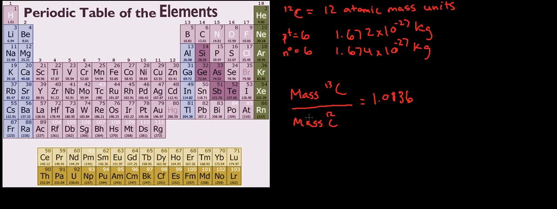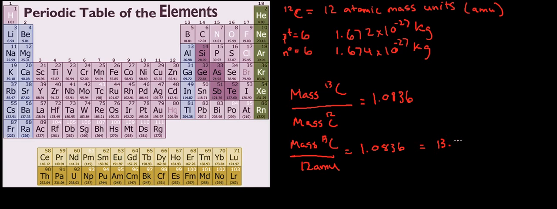So now to find carbon-13 in atomic mass units, I replace mass of carbon-12 with just 12 atomic mass units. Oh, I forgot to mention that atomic mass units is abbreviated by AMU. And now this is a very simple algebra problem. Multiply both sides by 12 atomic mass units, and I find the mass of carbon-13 to be equal to 13.0036 atomic mass units per atom of carbon-13.